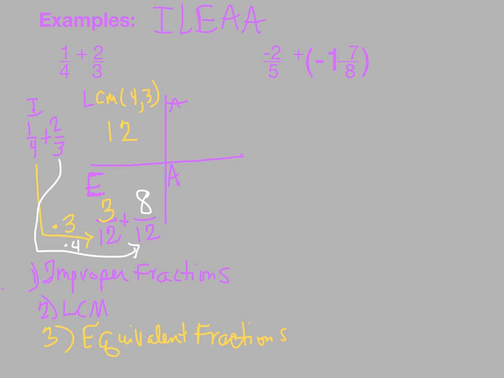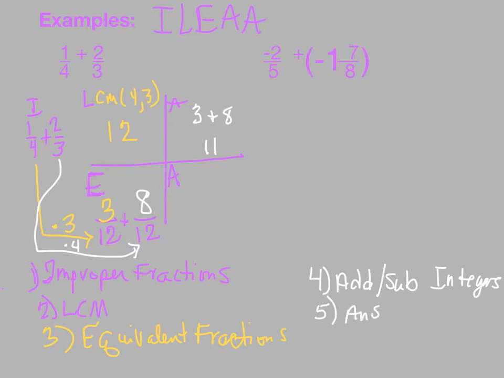Now my next A is that I'm going to write over here, step 4 is to add or subtract the integers. Because now I can simply ignore my denominators, and I've got 3 plus 8. I know that 3 plus 8 is 11, because that, of course, is an easy one. And then my step 5, my other A, is that I've got my answer, which I might have to reduce.